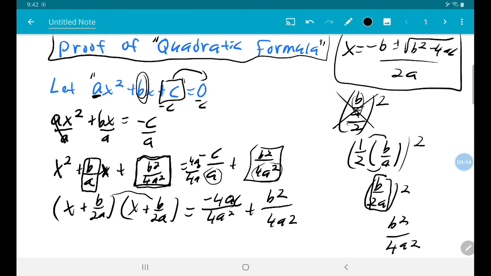And if you were to multiply these, it would give you b squared over 4a squared. And if you were to add b over 2a plus b over 2a, it'd give you 2b over 2a, which reduces to just b over a. So now it's factored. From here, when I say x plus b over 2a times x plus b over 2a, that makes x plus b over 2a squared.